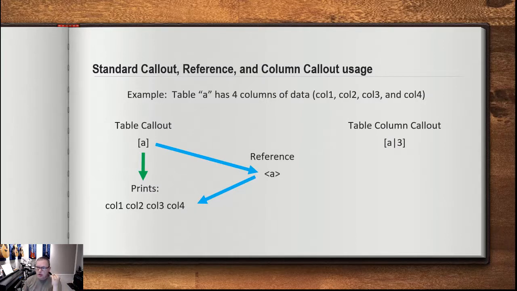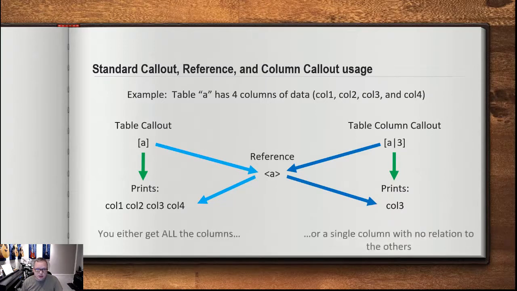Then there's a column callout. Now you're going to call table A, but you only want whatever's in column 3, and so you can do that with the pipe symbol in between the table name and the column that you want inside those square brackets. If you called it in this way and later referenced it with the alligator brackets, you would only get column 3. This is the basic functionality of story templates, and it has its limitations, but it's also really powerful, and it's what's made story templates so great up until this point.